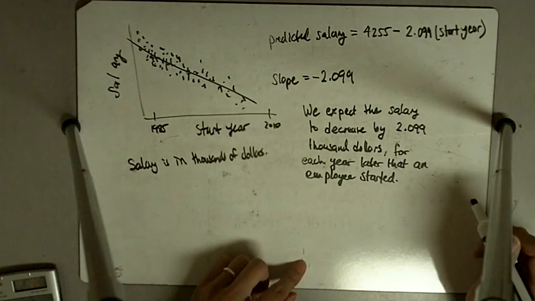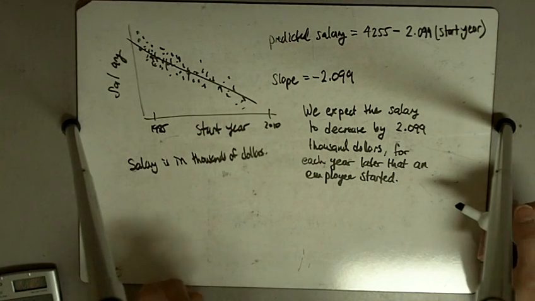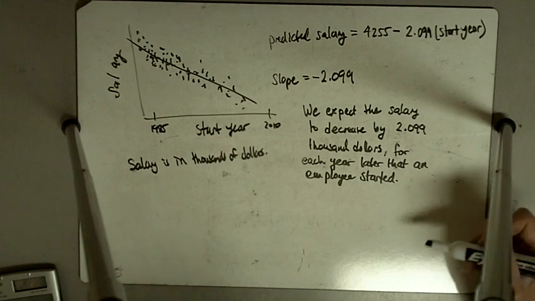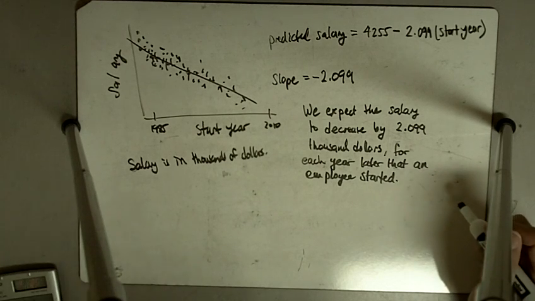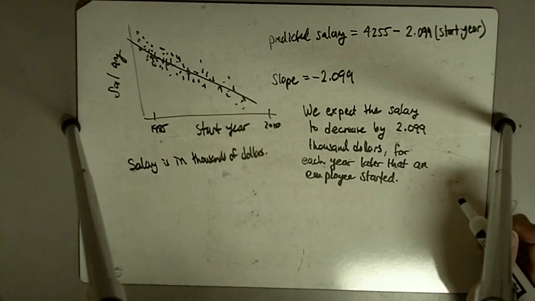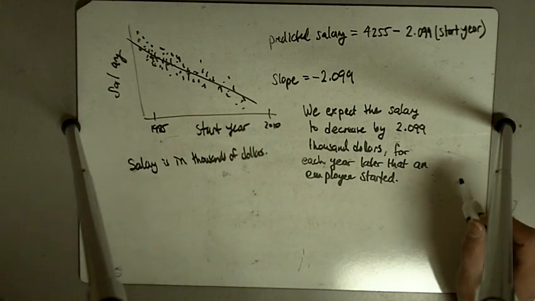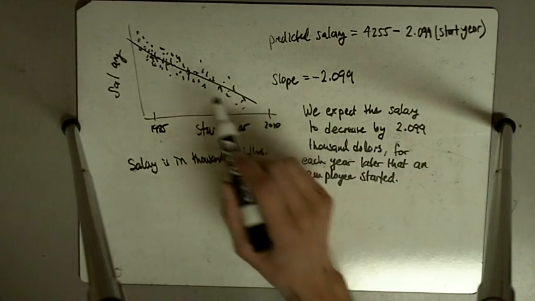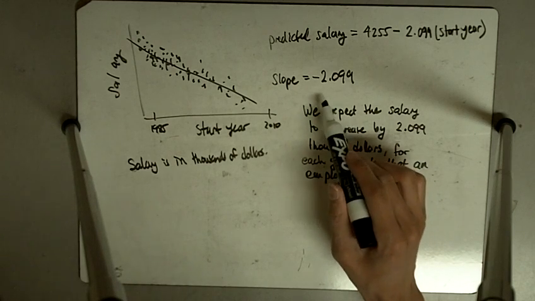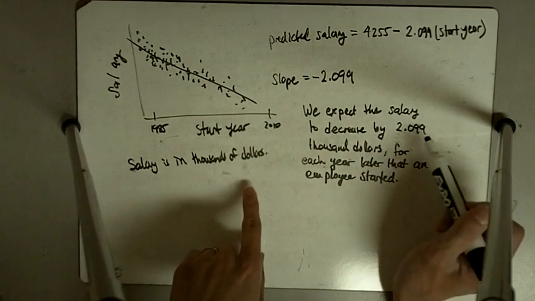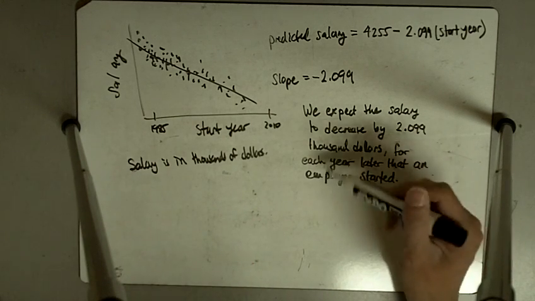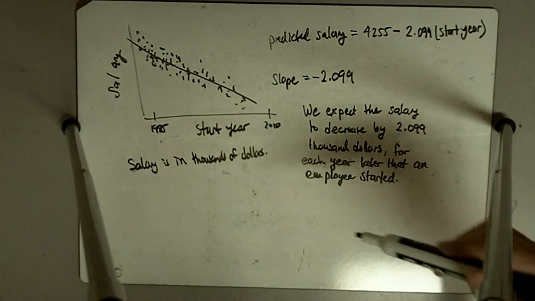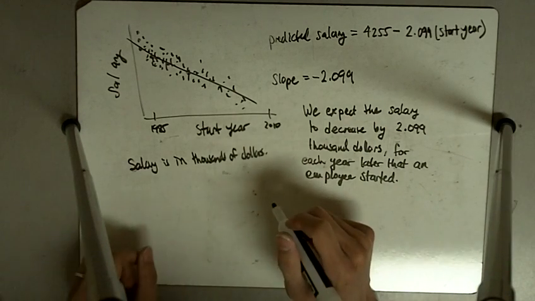It doesn't necessarily mean that just because you've worked at a company longer, you're going to be paid more, but it just shows that a relationship like that exists. Perhaps working at a company longer gives you more opportunities for promotions and things of the sort. So that's what the slope means: we're expecting the salary to decrease by $2.099,000 for every additional unit in the start year, which means each year later that the employee starts.